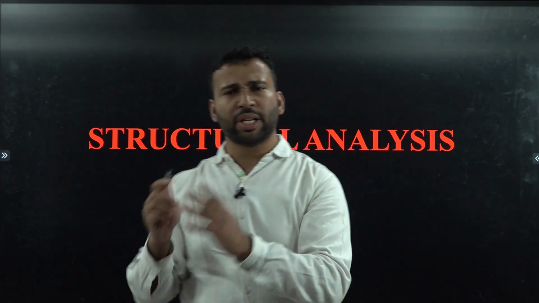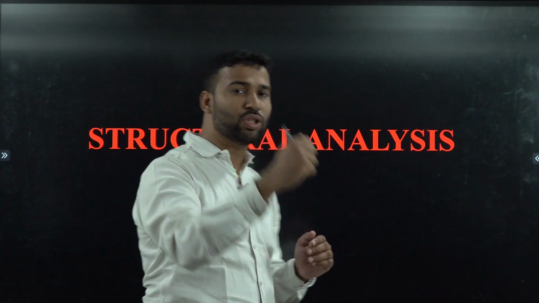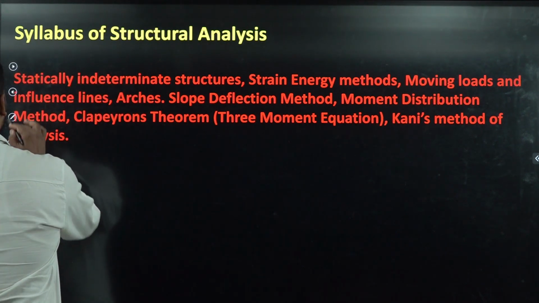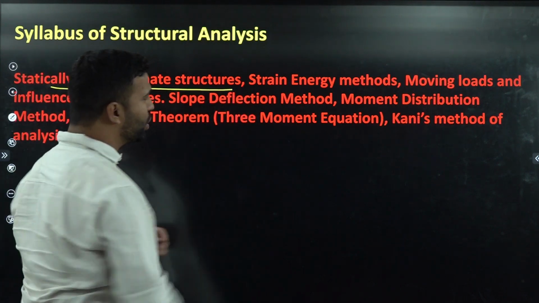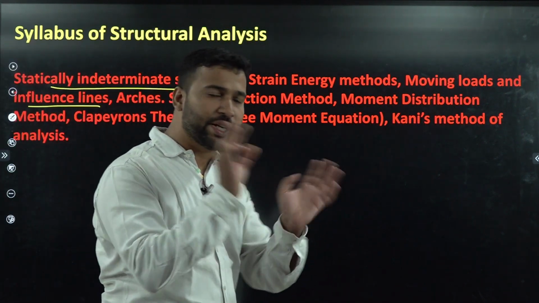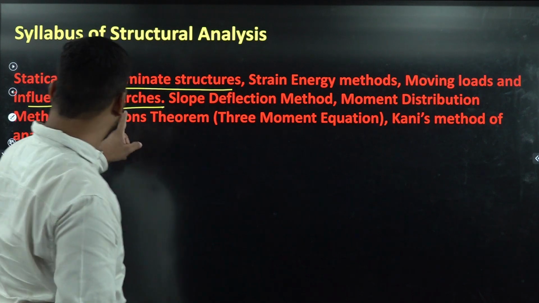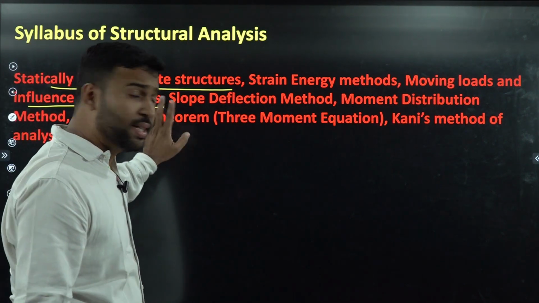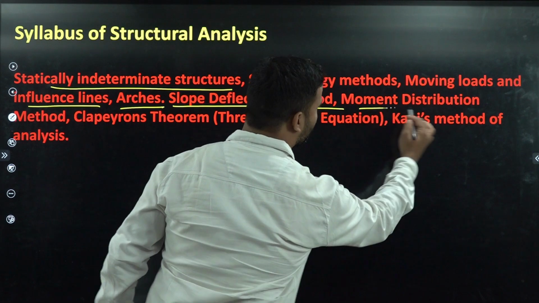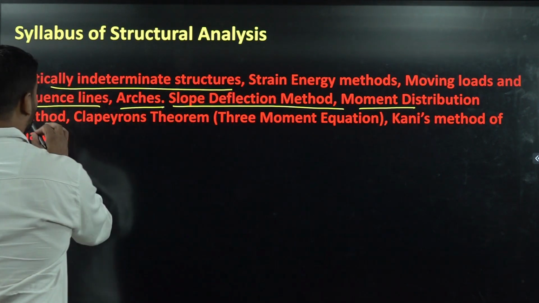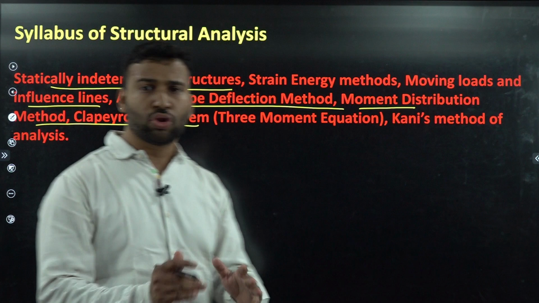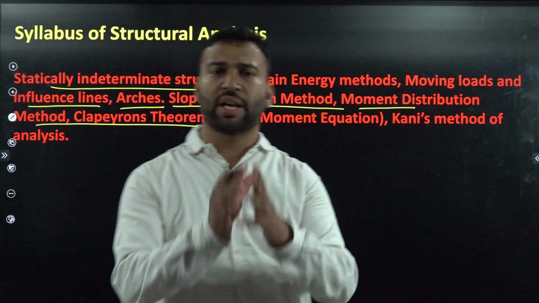Now moving towards indeterminacy, first we will discuss what the syllabus of the AE exam is. This is the complete syllabus of your AE exam, starting from statically indeterminate structures, strain energy method, moving load and influence line. It means that we are talking about the influence line diagram. Next are the arches. Here cable is not given, it means that cable is not included in the syllabus. Next are the methods of structural analysis, that is the slope deflection method and the moment distribution method, which we call the MDM method. Then Clapeyron's theorem, that is the three moment equation. Then Carney's method of analysis. So this is the complete syllabus of structural analysis, students.